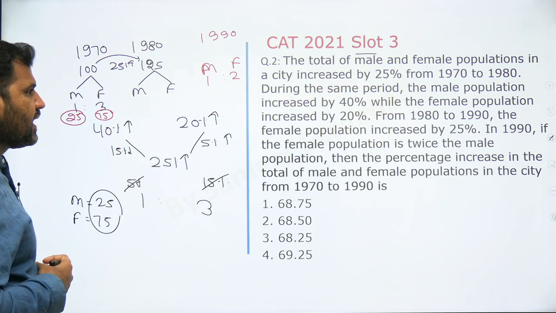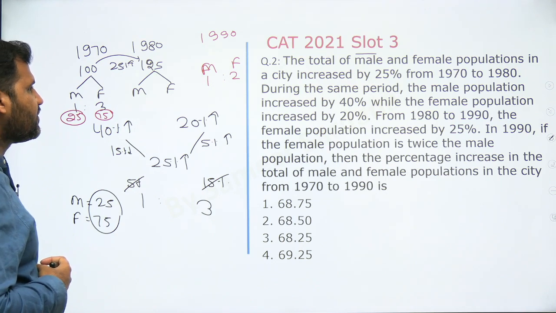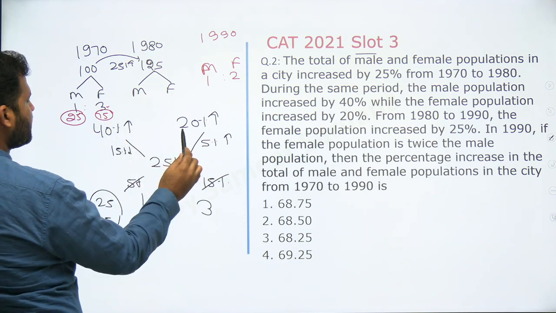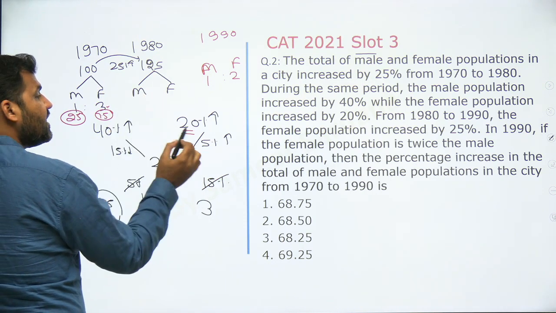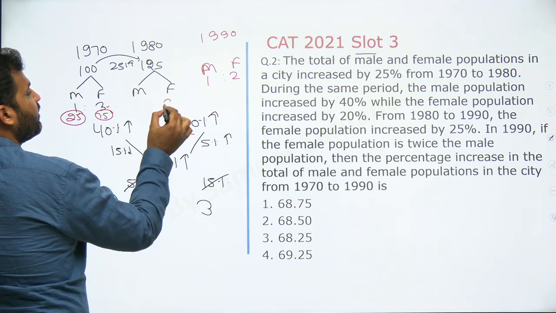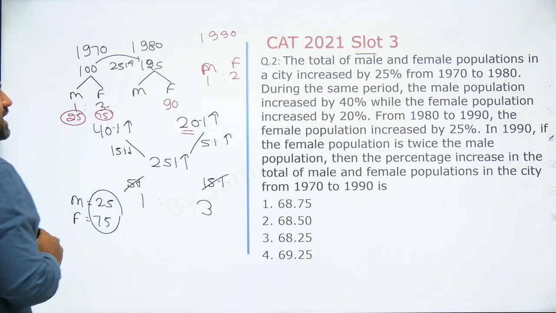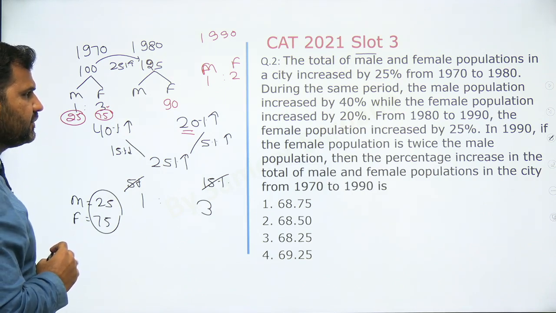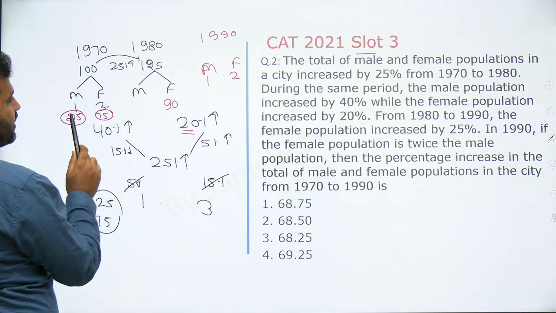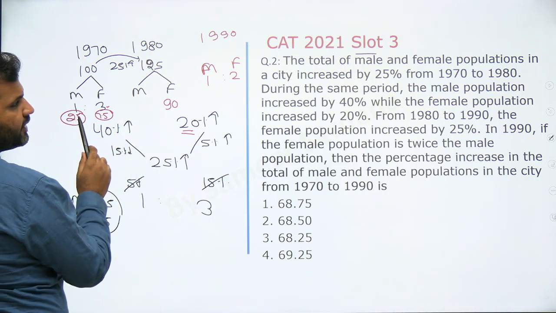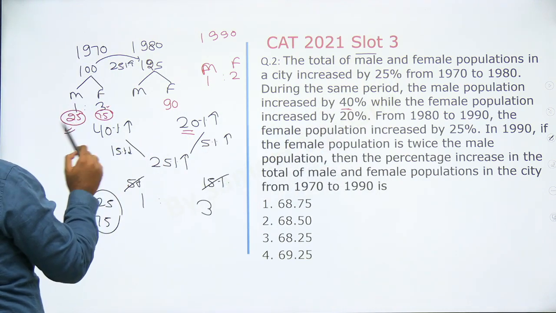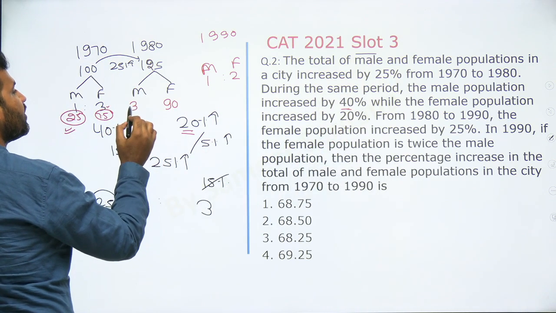From 1980 to 1990 the female population increased by 25%. So we know कि यहाँ पे 70 से 80 में female population में 20% का increment है, 75 का 20% will be 15, so यहाँ female population आएगा 90 में, right? Is it clear? And the male population, you see the male population increased by 40%, right? इसका 40% बनेगा 10, so male population would be 35.